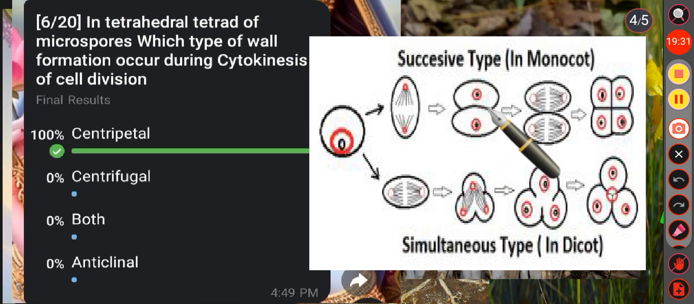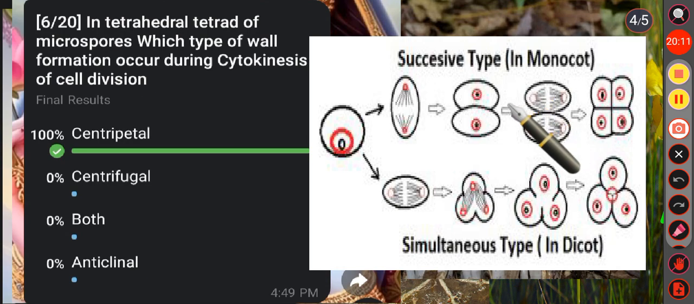Cytokinesis, the wall formation, is of two types, the successive type and the simultaneous type. Remember, the successive type is seen in monocots and the simultaneous type is seen in dicots. Then what is the successive type? In the successive type, both meiosis 1 and meiosis 2 are present. So in both cases the nuclear divisions are followed by wall formation and it leads to an isobilateral tetrad.